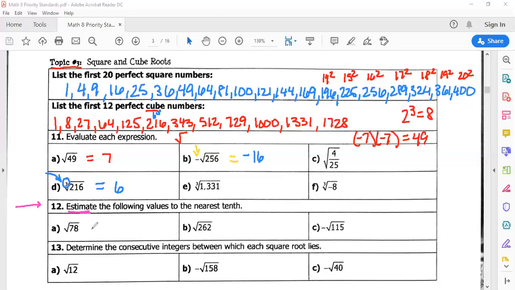If you have your calculator, you're going to find the square root sign. And if you do the square root of 78, remember, it's approximately 8.8317 and a whole bunch of numbers. It says to the nearest 10th. We need to remember the 10th place is the first place behind the decimal. So this is the place I want to round to.